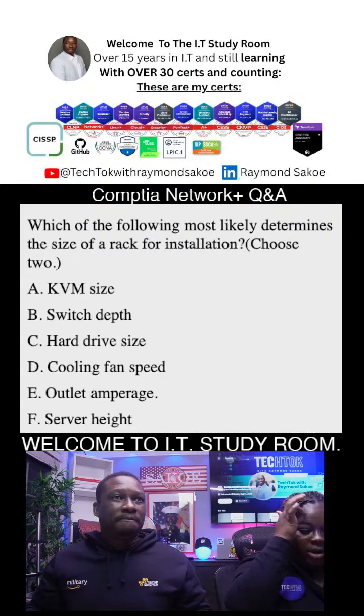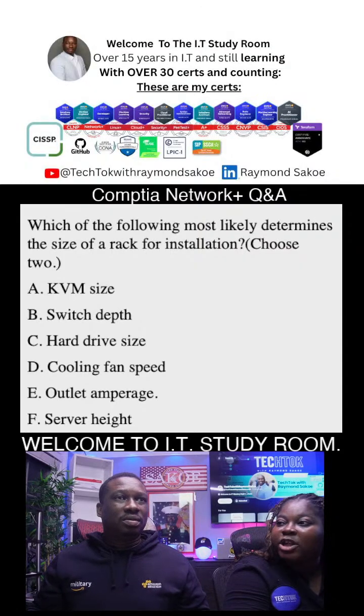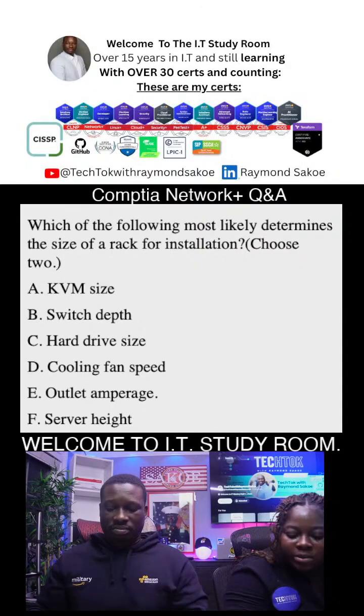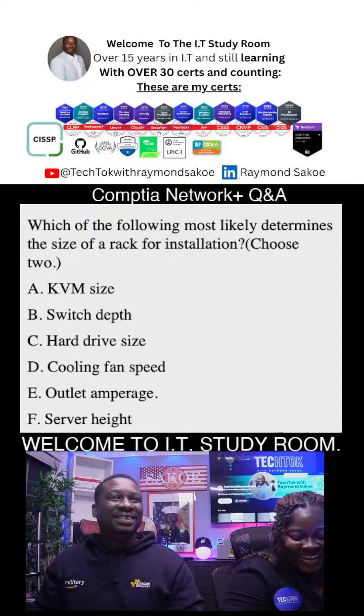Okay. All right. So today is Network Plus. Tomorrow's going to be Linux Plus. Thursday is going to be Mellow. Let's see Mellow's explanation. Okay, B and F. B is for depth. F is for height. That's simple, Mellow.